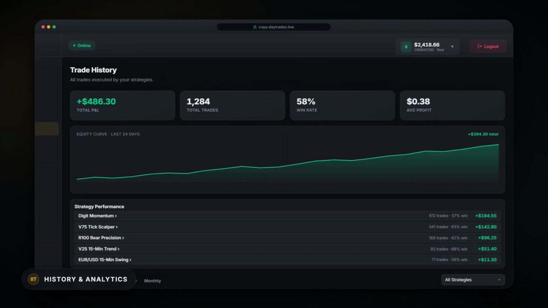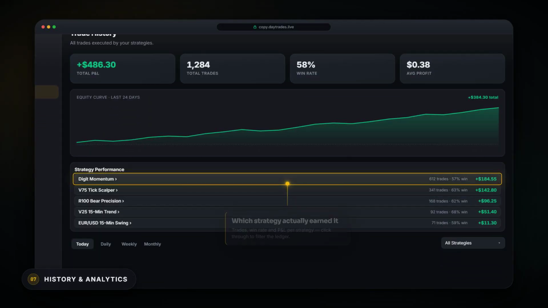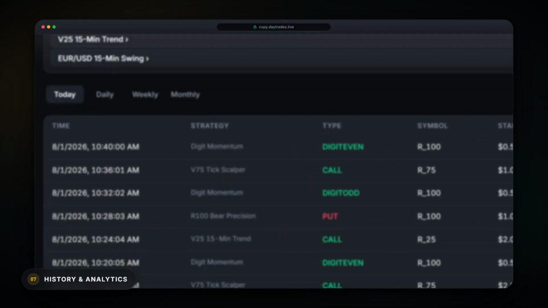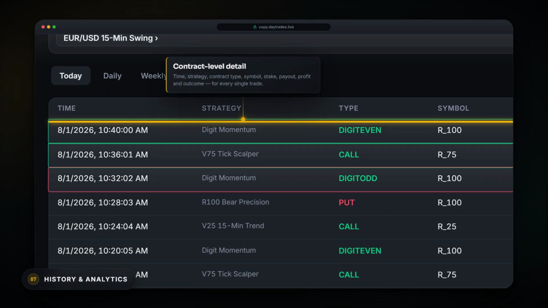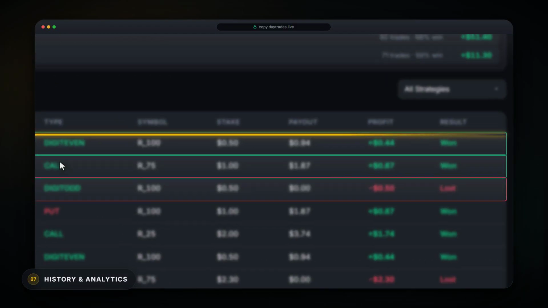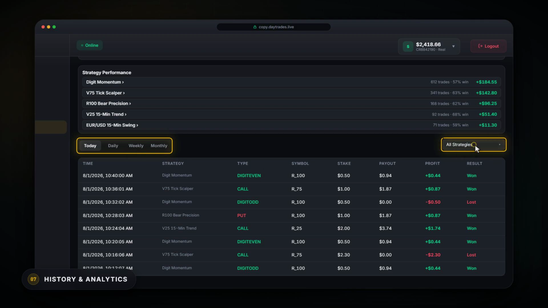Every trade is logged. Your equity curve, built from real settled contracts, performance broken out per strategy, and the full ledger underneath it, time, type, symbol, stake, payout, result. Filter it, drill into any single day, or resync it straight from Deriv.